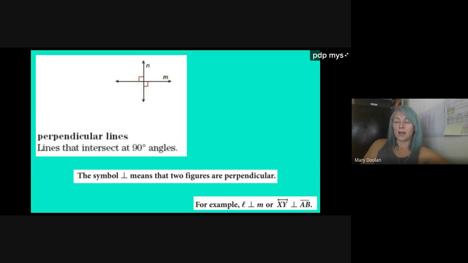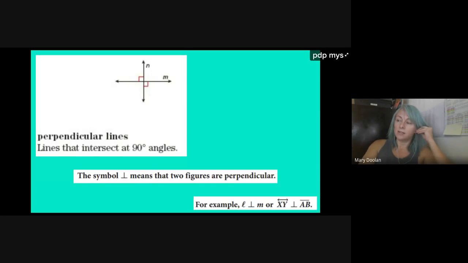If you're writing out that two lines are perpendicular or two segments are perpendicular, then the symbol you're going to use is an upside down capital T. All right, that means that the two figures are perpendicular. And what that looks like, for example, is maybe you have line L is perpendicular to line M, or you can have line XY is perpendicular to segment AB. So the difference between that last example, XY, that's a line because the arrows are on the segment above it, where AB is just a line segment, there is no arrows.